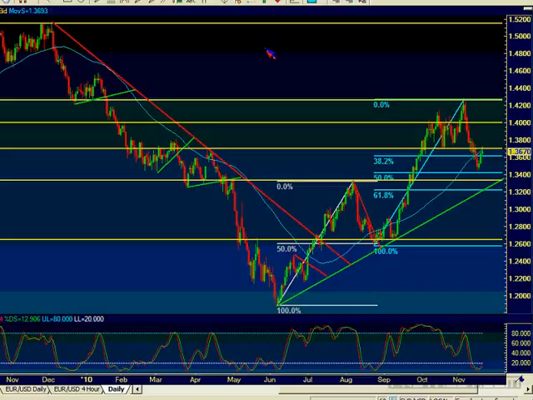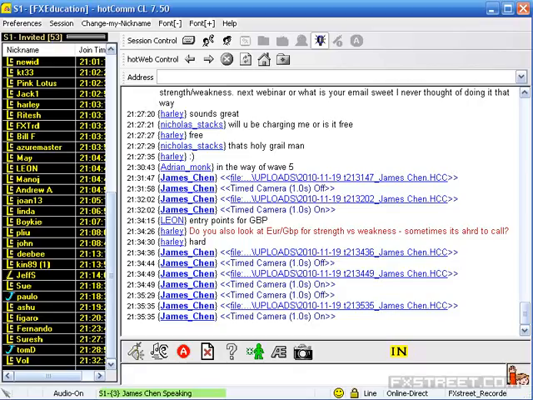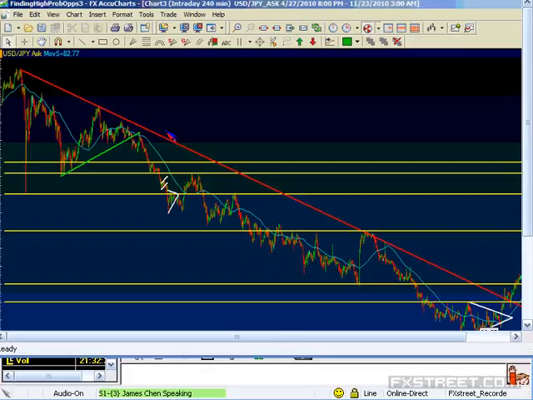If you're bearish on euro dollar or British pound against US dollar, that's fine as well. But right now, the charts are not telling me that it's very bearish. Okay. So let me show you dollar yen real quick.